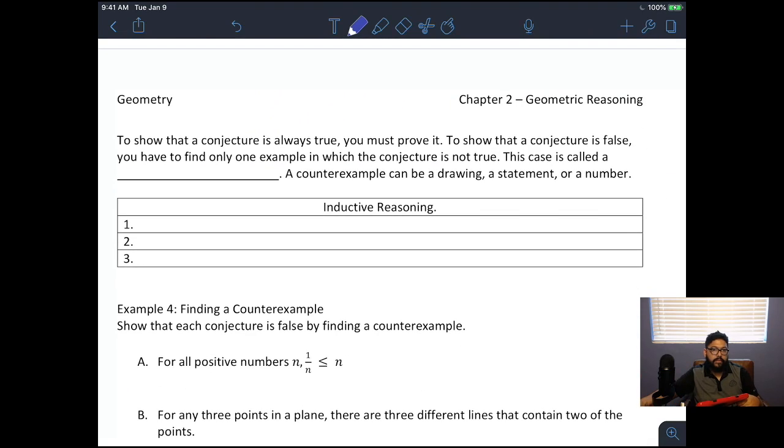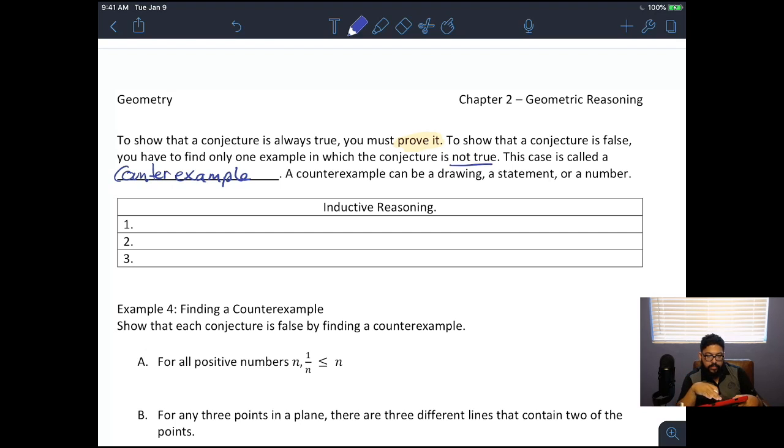Now another thing that we have here is it says to show that a conjecture is always true, you must prove it. It's not simply enough to show an example, we have to prove it using statements. To show that a conjecture is false, you need to only find one example in which the conjecture is not true. And this case is called a counterexample. So very quickly, we can see that it's much easier to disprove something than it is to prove something. It's much easier to say something's false than it is to say that something is true.